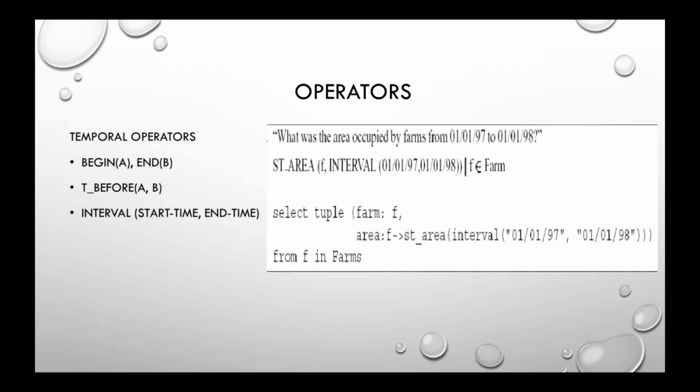Operators. Following are the temporal operators which are used to insert and extract data in temporal databases. In the following example, first we are storing the data by providing start time and end time. So in the example, we are storing the area occupied by the farm from 1st January 1970 to 1st January 98. In order to extract the same data from the temporal database, we are using the following query where we provide the interval start time and the end time.